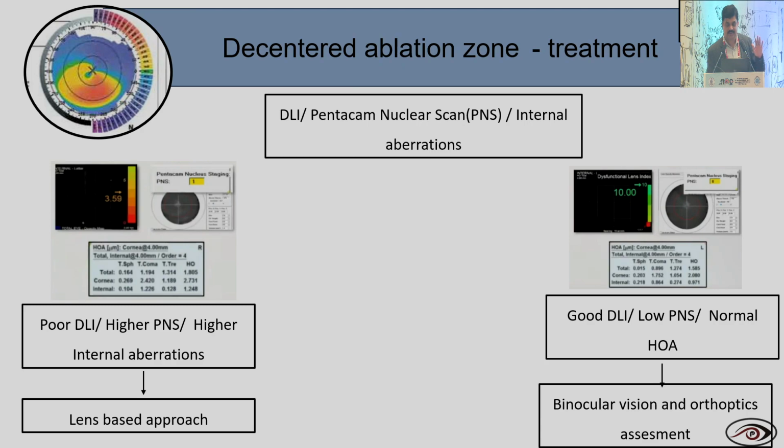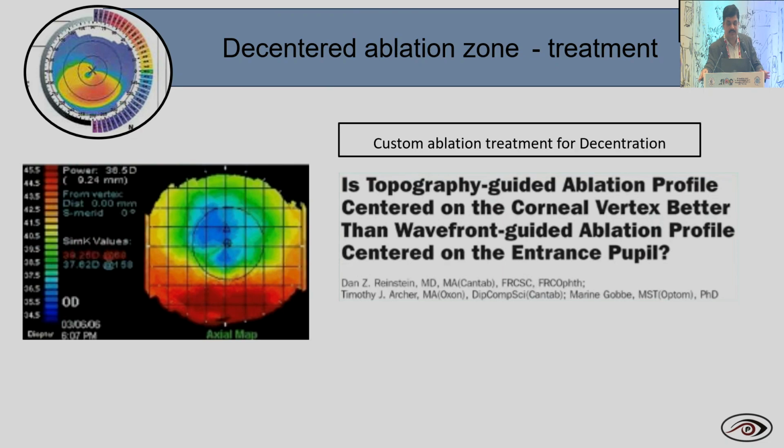If you think that the patient is having a good dysfunctional lens index with normal higher order aberrations, then I think binocular vision and even orthoptic assessment you have to do. Because Dr. Rohit Shetty is sitting here, one of the geniuses in refractive surgery. He always used to tell me that for all these refractive patients, binocular testing is very important, and the orthoptic assessment is a very, very important test to do. So this is about the treatment.